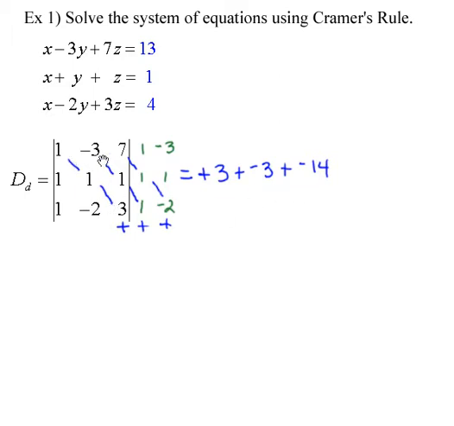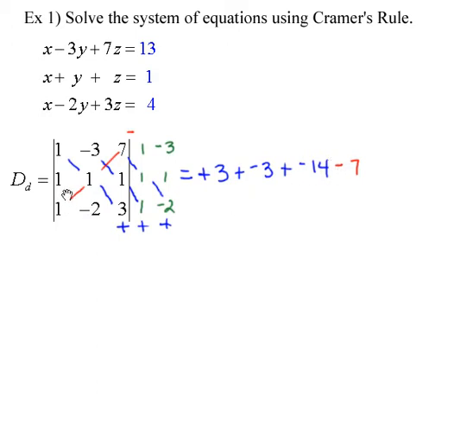Now I recommend drawing these little diagonal lines because it's easy sometimes, if you don't space these columns evenly apart, to multiply by the wrong numbers, and then your answers will not be correct. Alright, we're going to continue the process. We're going to take all the diagonals going up from left to right and we're going to subtract them.